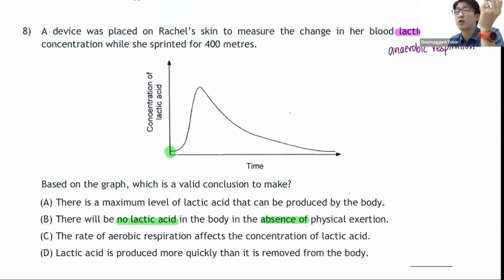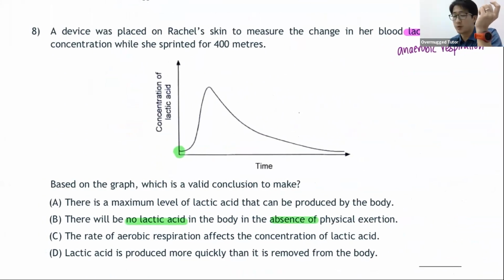Part C is the only one I would say requires content, which we have already stated over here. It really reminded us that lactic acid is produced via anaerobic respiration, and it's not going to be about aerobic. And hence our answer is D, because if I produce it more quickly than I remove it, it will start to accumulate. And that is what we see over here for question A.